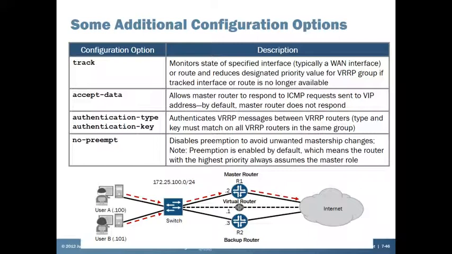So preemption is enabled by default, which means the router with the highest priority always assumes the master role. Of course, if you're using the track feature, you'd want to leave preemption on so that if in fact you did lose your upstream link, the other router would take over and you'd have a preemptive failover.